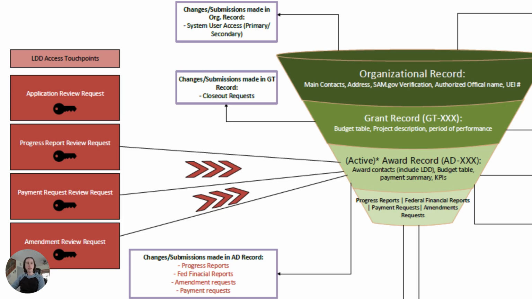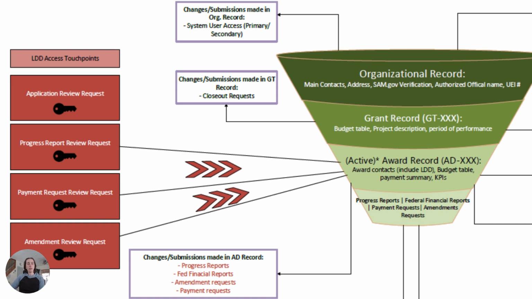On the left-hand side here, you can see the red boxes and the keys, and this is indicating those LDD access touch points. So as a grantee, you would request a review through one of these 4 items, and that provides the LDD a key to get into your award record. And from there, the LDD can navigate up or down that funnel. So those areas in which you can request a review from an LDD are the application record, progress reports, payment requests, amendment review requests.